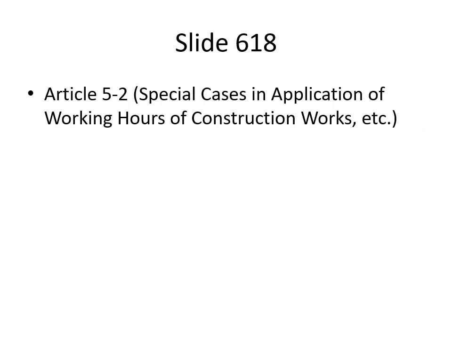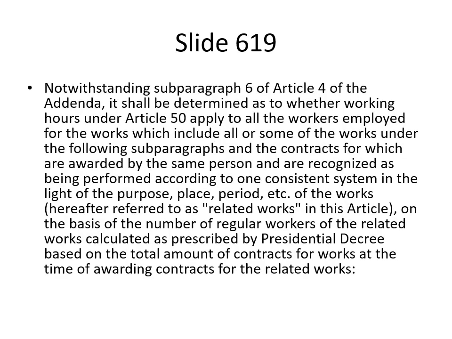Article 5-2, Special Cases and Application of Working Hours of Construction Works, etc. Notwithstanding subparagraph 6 of Article 4 of the Addenda, it shall be determined as to whether working hours under Article 50 apply to all the workers employed for the works which include all or some of the works under the following subparagraphs and the contracts for which are awarded by the same person and are recognized as being performed according to one consistent system in the light of the purpose, place, period, etc. of the works, hereafter referred to as related works, in this article, on the basis of the number of regular workers of the related works calculated as prescribed by presidential decree based on the total amount of contracts for works at the time of awarding contracts for the related works.